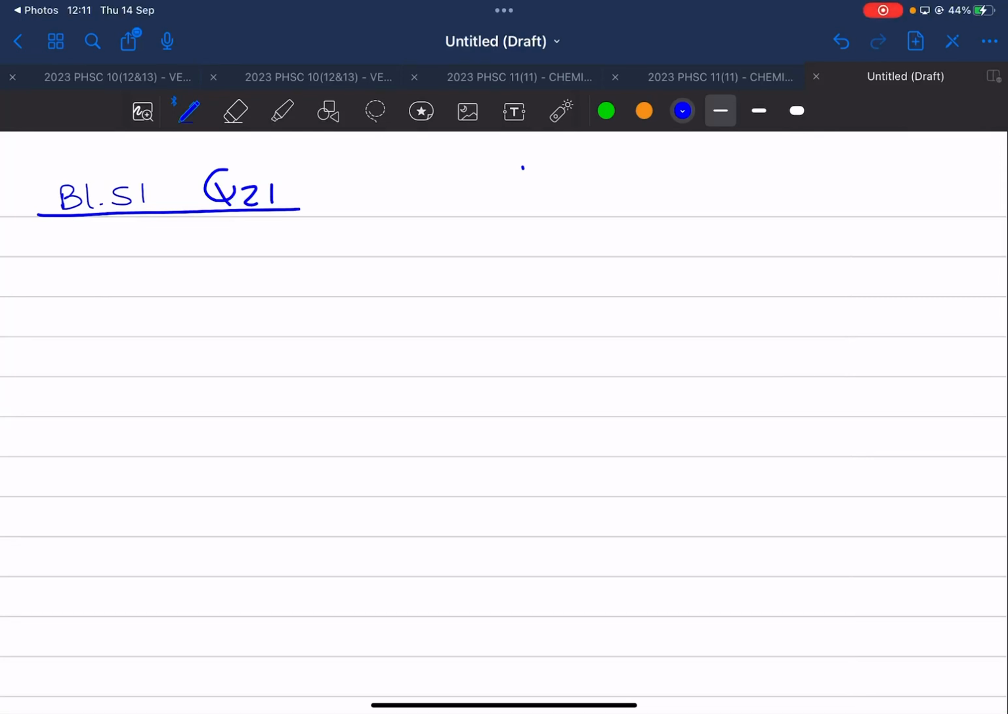Okay. Hulle sê vir jou, a 12 kilogram block is initially at rest at point A. There's A, there's B. Daar is die blokkie. Okay, hulle sê vir jou initially at rest. So jy weet dadelik, the velocity at A is 0.